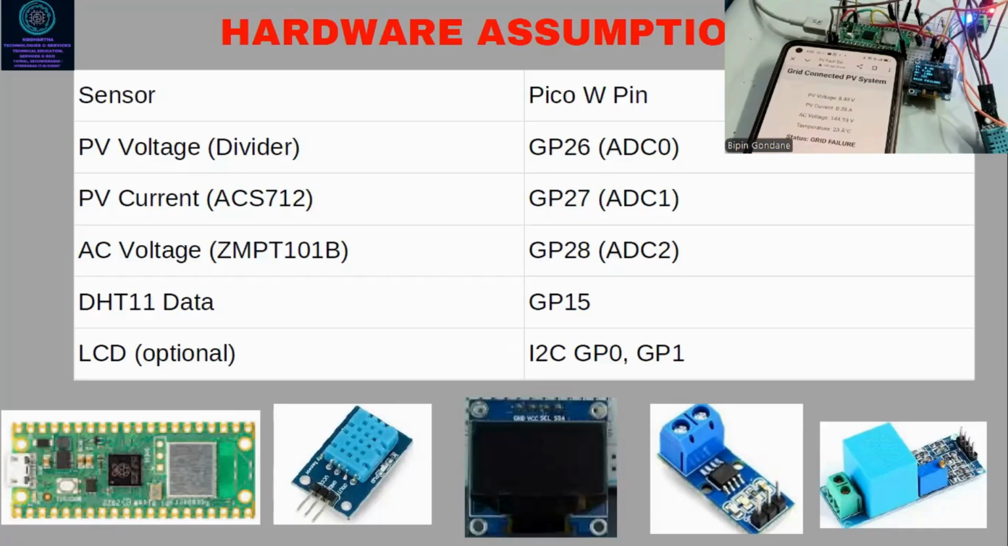What are the sensors we have used? Instead of a voltage sensor, I've used a resistor. Please remember that. You can use the sensor; it is isolated, a small transformer, and you can isolate it.